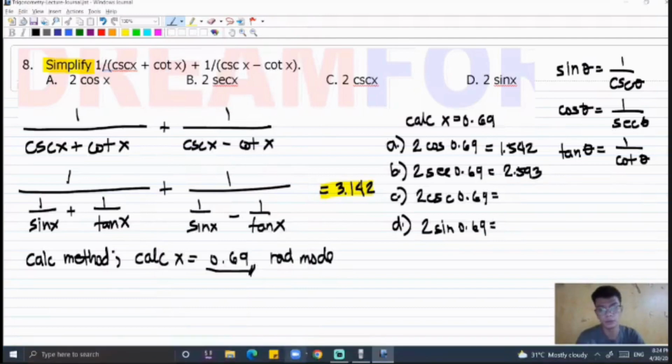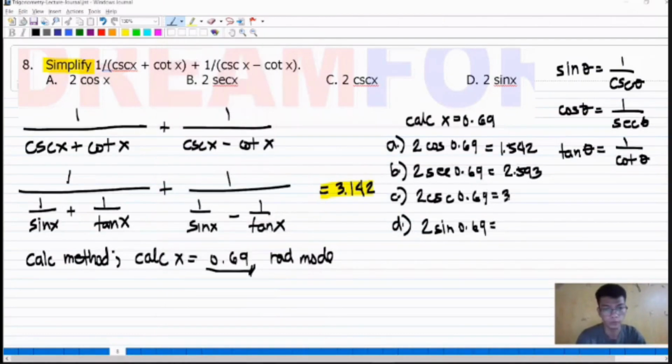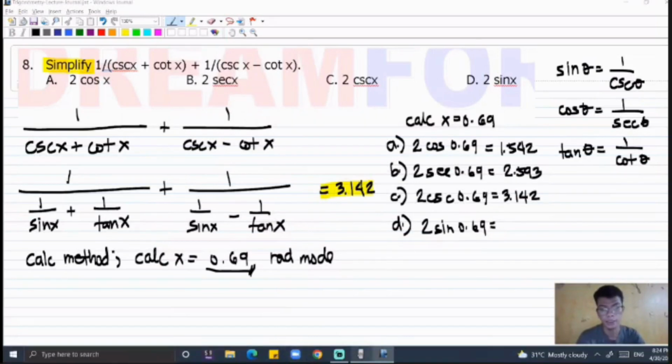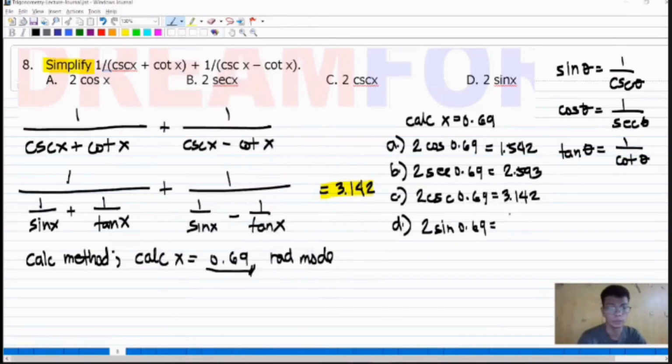Next, 2 cosecant 0.69. Ang kabaliktaran ng cosecant is sine. So, 2 over sine 0.69, and the answer is 3.142. Baka ito yung answer si letter C dahil kamukha, pero dapat i-prove na natin na mali si letter B. So, 2 sine 0.69, and the answer is 1.273. The answer is letter C, kasi siya ang mayroong kamukha.